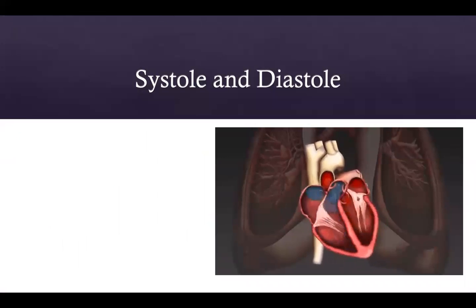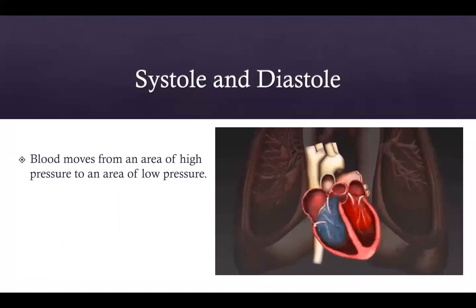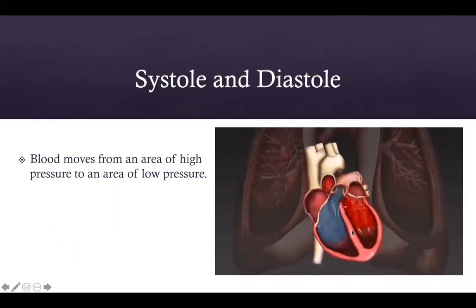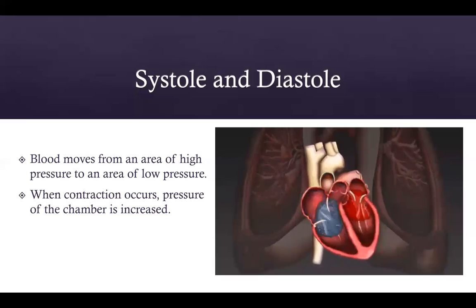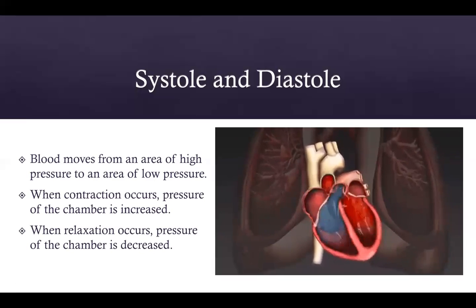Couple things to note here, if you can remember from chemistry class, that blood is going to move from an area of high pressure to an area of low pressure. If you can kind of imagine you have a somewhat deflated balloon in your hand and you squeeze it, you're going to apply pressure to one end and air is going to flow to the other. That's kind of how your heart muscle works. If your ventricles are squeezing, they're contracting, they're going to push blood out. And then the opposite is true when they relax. Blood is going to fill up that area again. So when contraction occurs, pressure of the chamber is increased. And then when relaxation occurs, pressure of the chamber is decreased, and blood's going to want to flow back in when the muscles are relaxed.